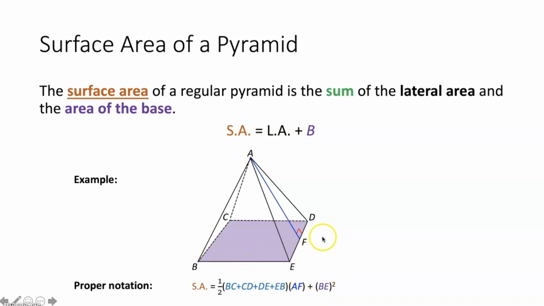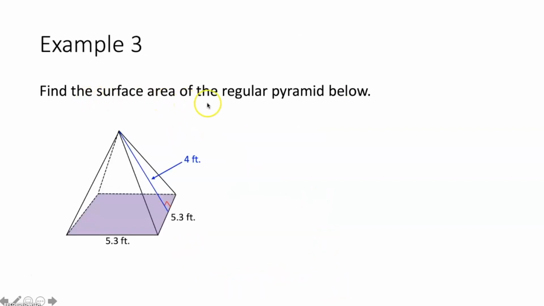And since your base is a square, you just go base times height, or the length of one side squared. Now example 3 says find the surface area of the regular pyramid below. So we again have a regular pyramid, and because our base is a quadrilateral, that means our base is going to be a square because that's a regular quadrilateral.